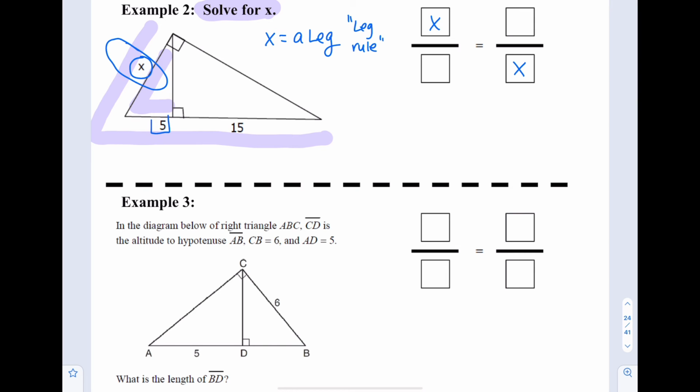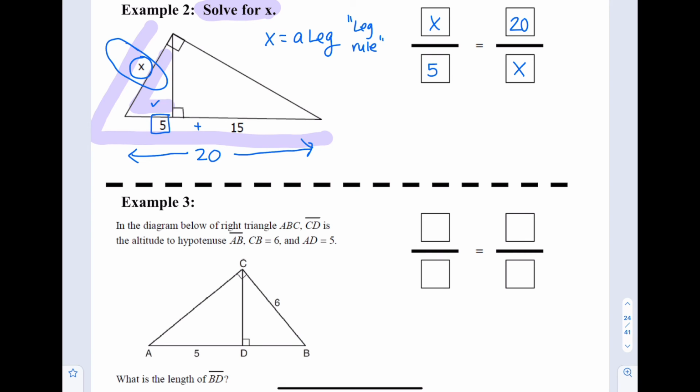The small right triangle has a side of 5. I'll place that in one of the slots. And the big right triangle has a hypotenuse highlighted here, which is 5 plus 15, or 20. We'll put that in the second slot there.